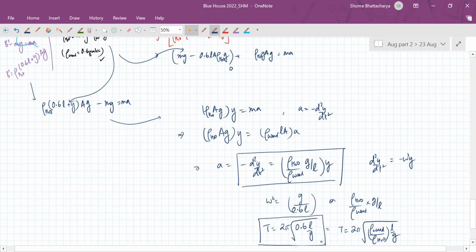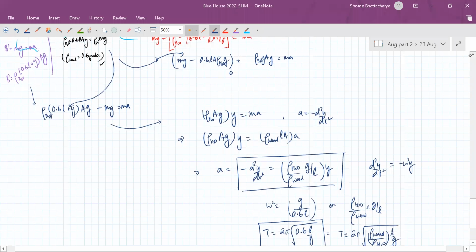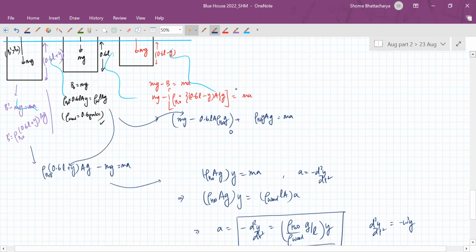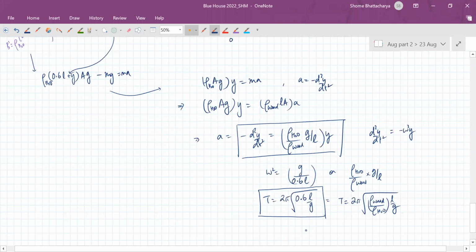In this case, we can't find the value of T in seconds, because L was not given to us. But suppose it was given. Let's take a situation where the mass was given, but I've given neither the area nor L. Let's say I've given the value of L, it is 50 centimeters. In this case, the time period will become like this, right?